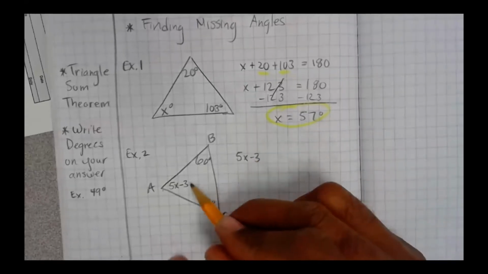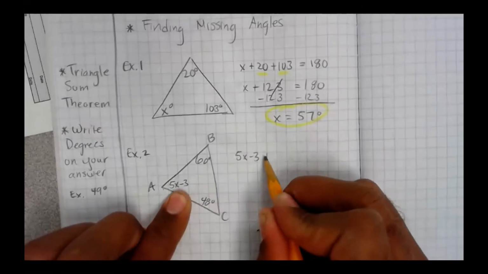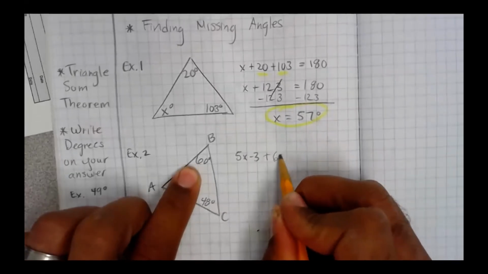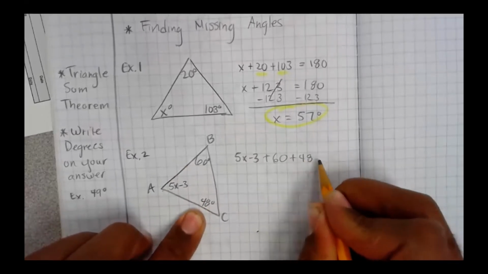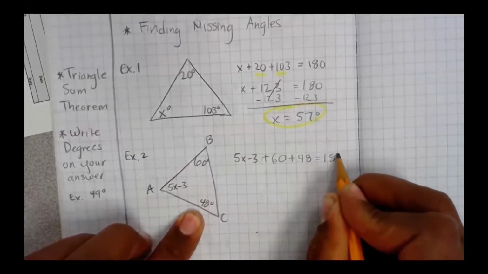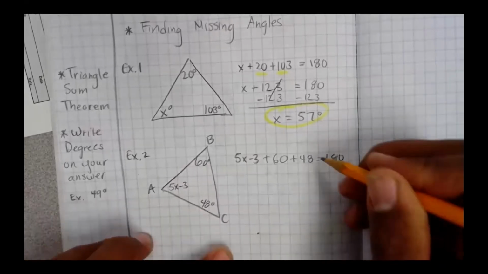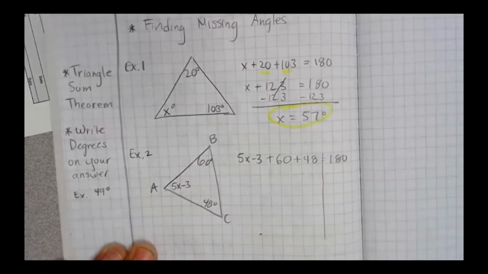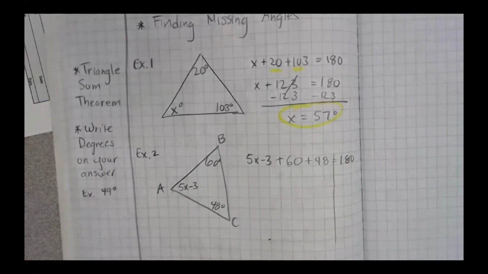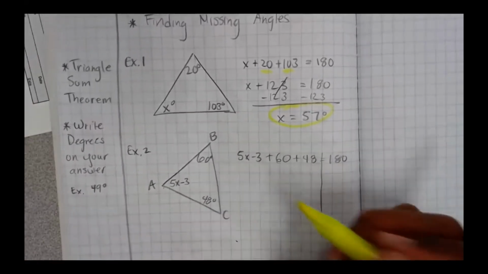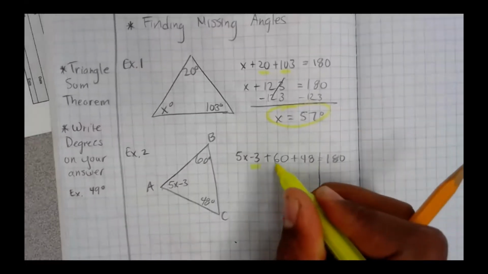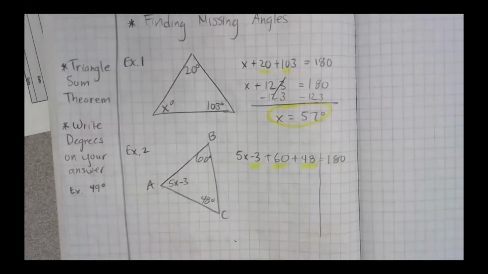So 5X minus 3, that's the first angle, plus the second angle, plus the third angle. Those should all equal 180. Okay, follow the same steps as before. I want to combine like terms, but I want you to notice I've got 3 like terms this time. I've got -3, 60, and 48.